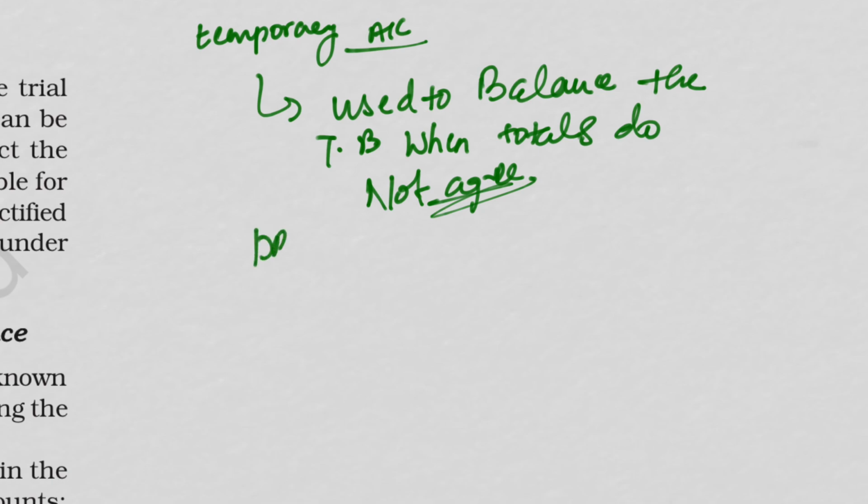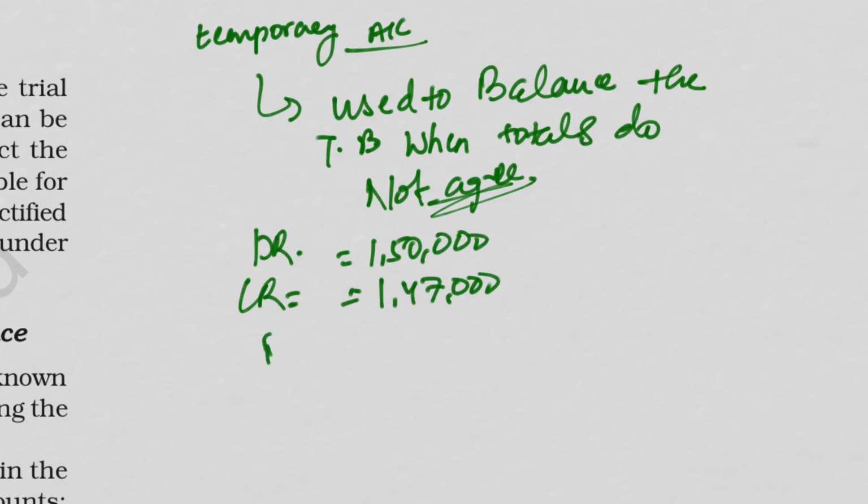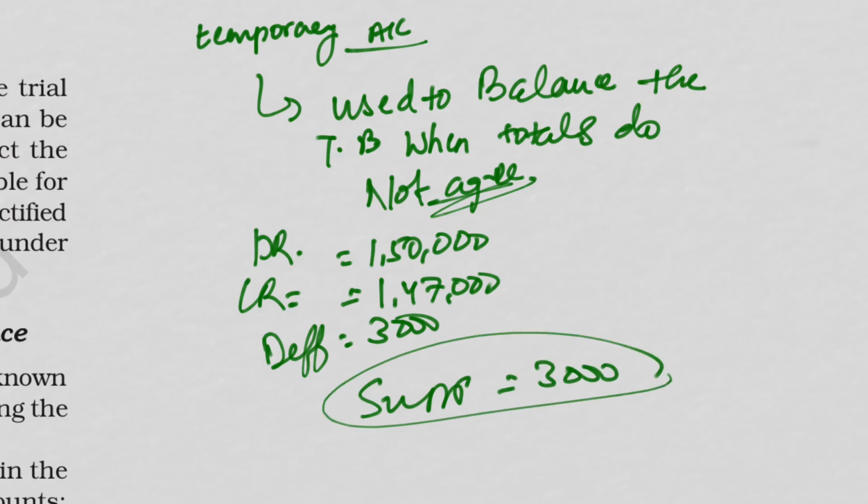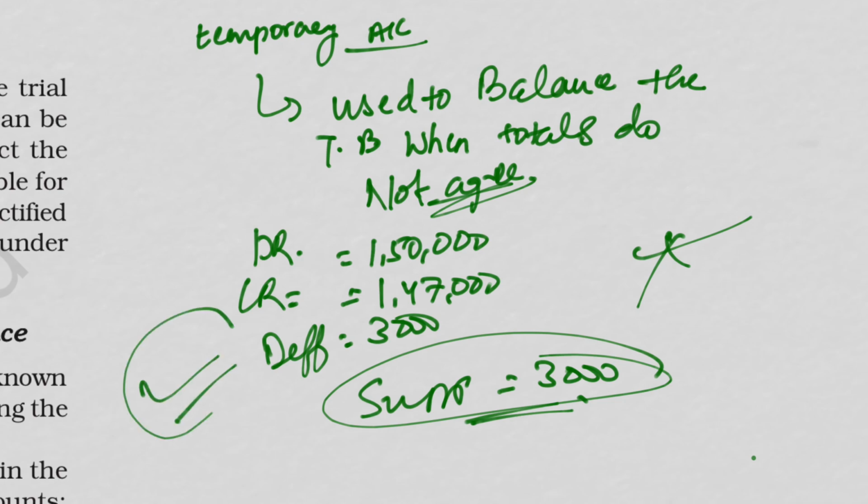For example, the debit total is rupees 1,50,000 and the credit total is rupees 1,47,000. So the difference is rupees 3,000. To make the trial balance equal, a suspense account of rupees 3,000 is added to the credit side. Later when the errors are discovered, the rectification entries are passed and the suspense account is cleared. Thus the suspense account acts as a temporary placeholder for the difference in trial balance. Next we have rectification after final accounts.